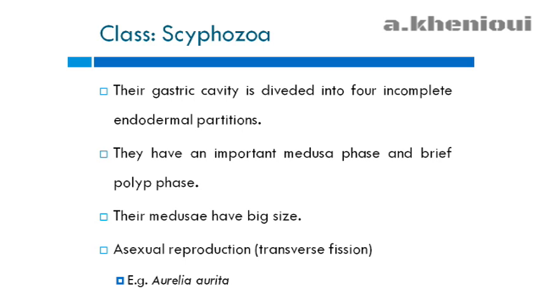The second class is the class of Scyphozoa. Their gastric cavity is divided into four incomplete endodermal partitions. They have an important medusa phase and a brief polyp phase. The medusa have big size. They are characterized by asexual reproduction. For example, we have the species Aurelia aurita.